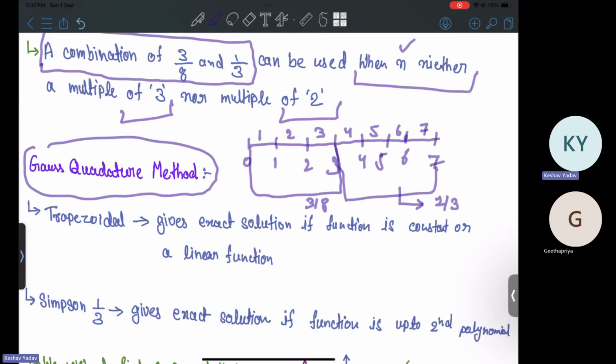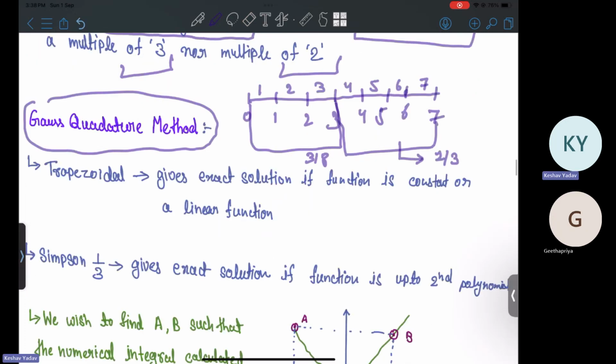This Gauss quadrature method is quite accurate. That's why any commercial software that does numerical integration as an inbuilt function will use this Gauss quadrature method, since it is a very accurate method. So what is the main motive to use this Gauss quadrature method?